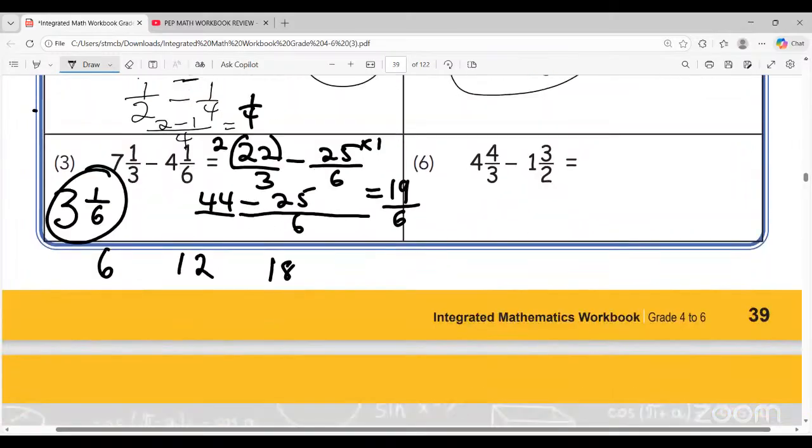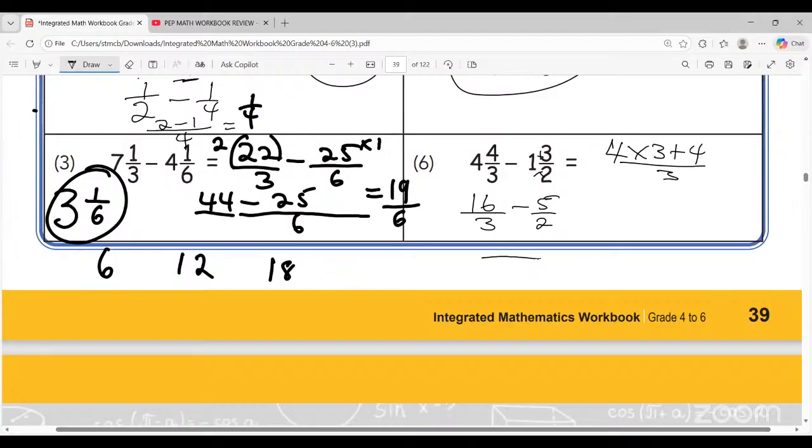All right. This actually makes sense. 4 over 3 minus 1 and 3 over 2. All right, so I could do the conversion. 4 times 3 is 12, plus 4 over 3. So 4 3s is 12, and that's 16 over 3. 1 times 2 is 2, plus 3, 5 over 2.